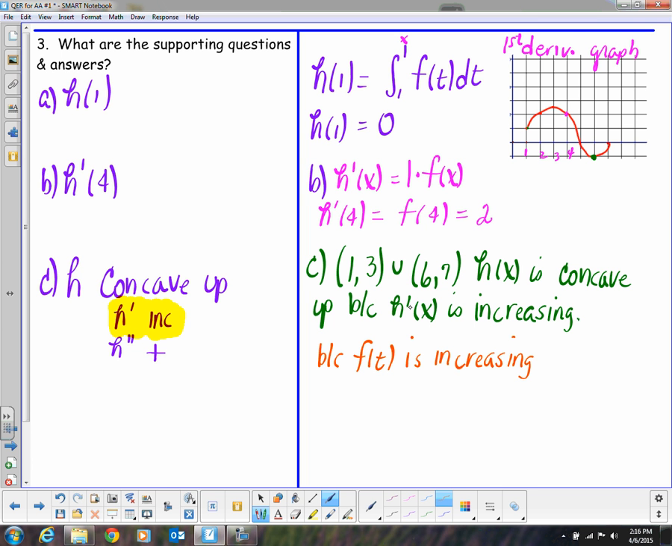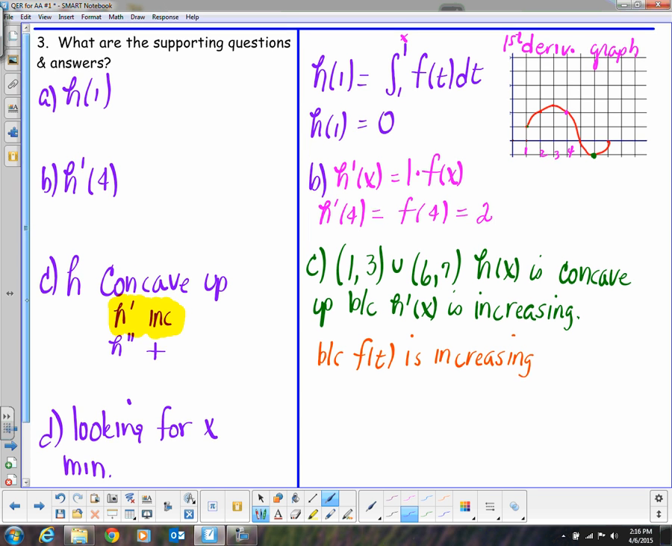So I have given the intervals, and I have justified. So I'm ready for part D. Now part D says find the value of x. So I'm looking for x. Important that you make notation of this so you make sure you answer the question. And I'm looking for a minimum.